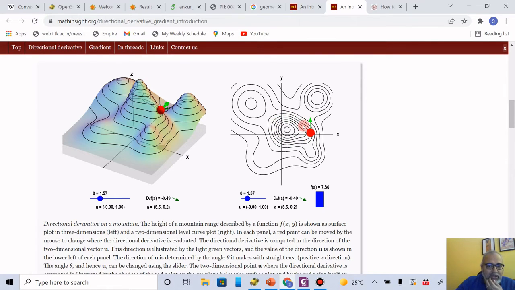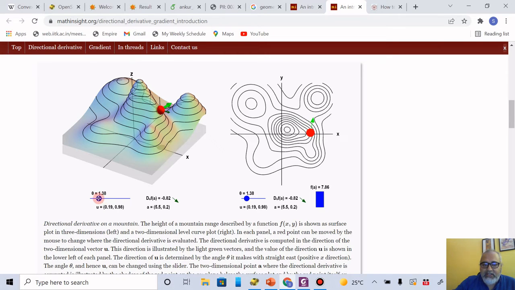So these iso level curves give a two-dimensional representation of this function f(x, y). Now the directional derivative of this function f in the direction of a vector u, where u is denoted by this green arrow, is the gradient of f dotted with the direction u. I guess you probably know that already.